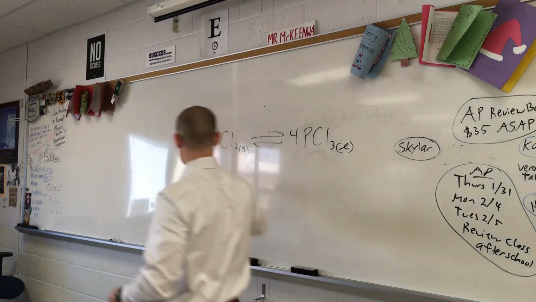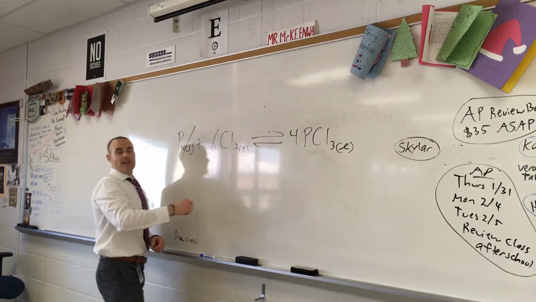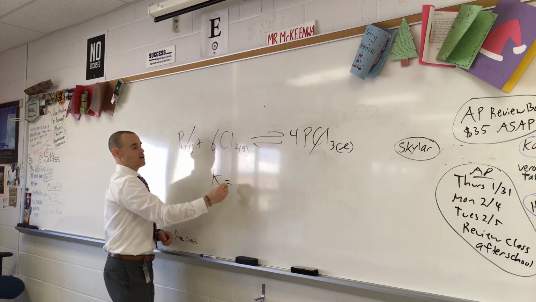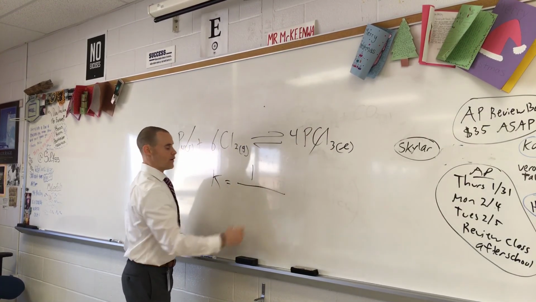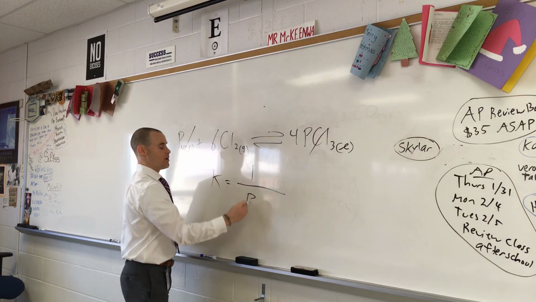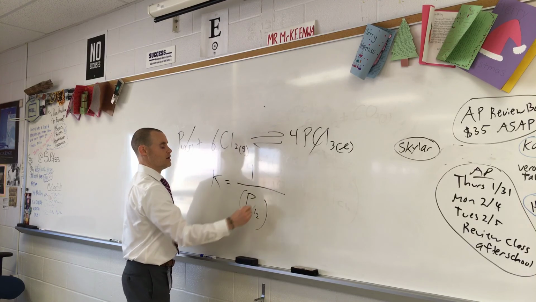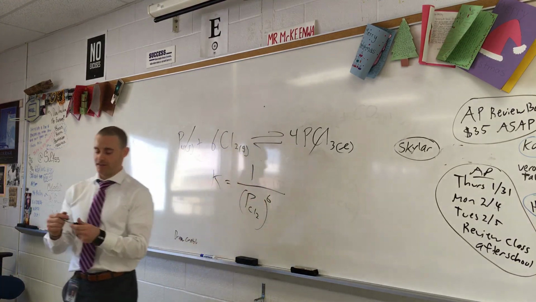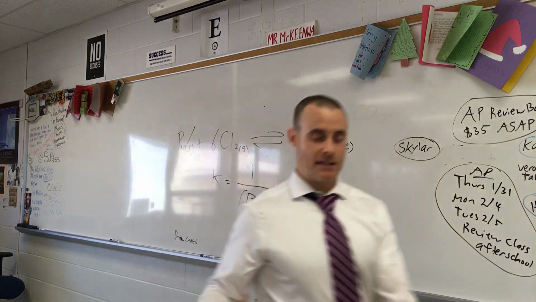Okay, here we go. Now, this and this does not belong, right? So it would be K equals 1 over. Now, if it was partial pressure, it would be partial pressure of Cl2 to the 6. If it was concentration, it would be brackets raised to the 6. That's a tough one.